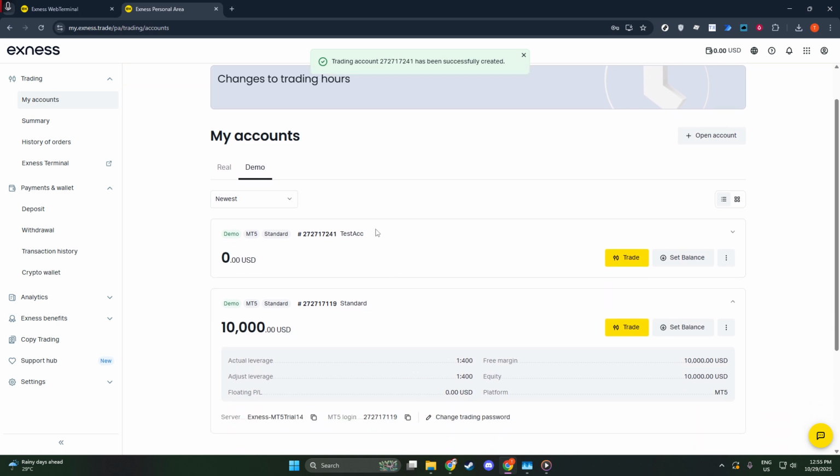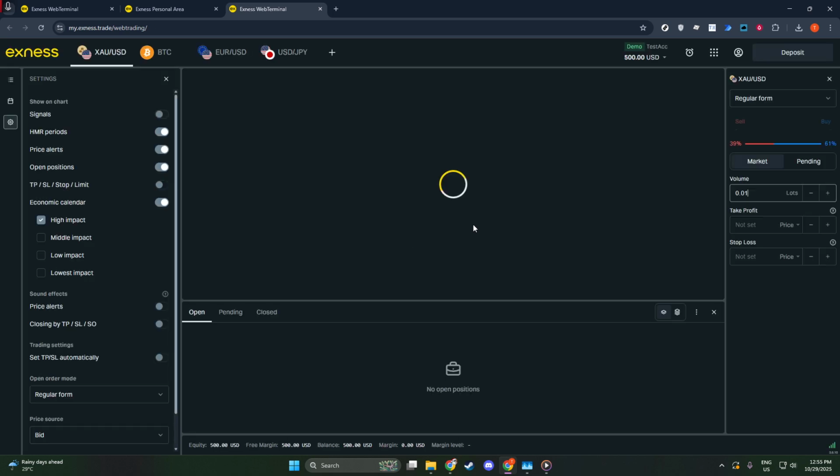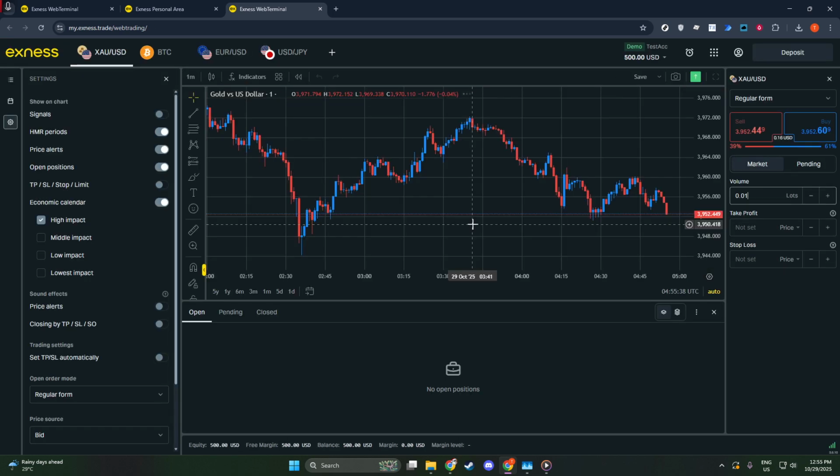In summary, setting up a demo trading account not only lowers the barrier to entry in trading, but also builds your confidence and skills. It's an invaluable tool for any trader looking to make informed and confident decisions in the market. Happy trading, and remember, practice makes perfect.